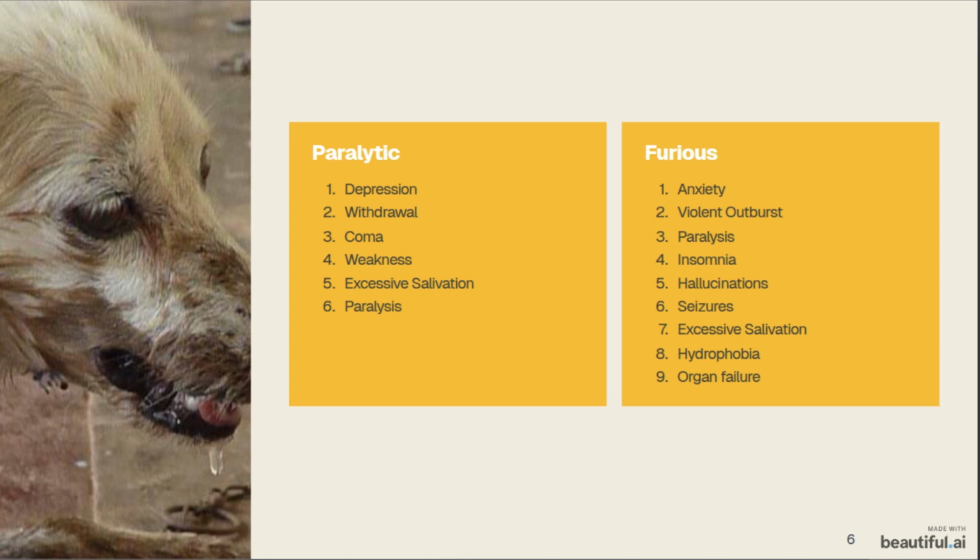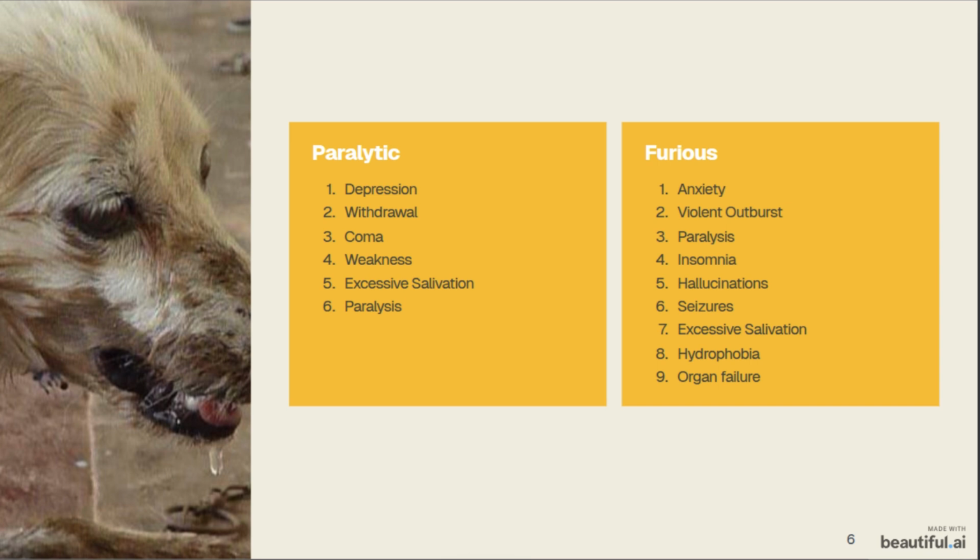There are two types of rabies: paralytic and furious. Furious is significantly more common than paralytic, although they can both happen in humans and animals.